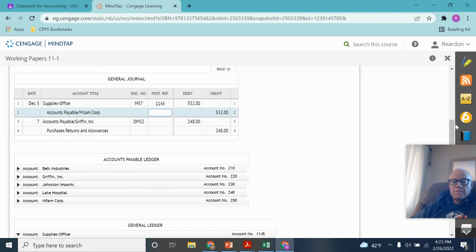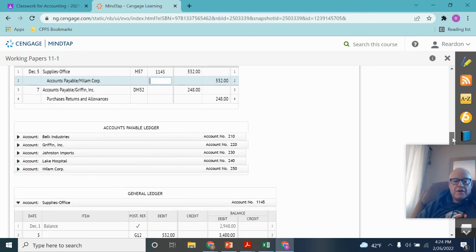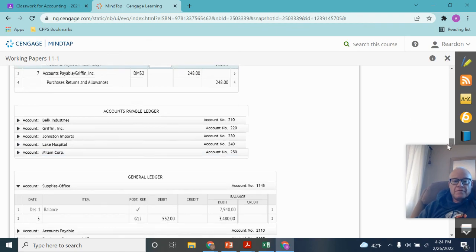Okay, next. Now we're assuming that we put a slash in post reference. We have to post this transaction here twice, one to the general ledger, and then one to the subsidiary ledger, which ties to our general ledger, right? Accounts payable is the controlling account. Melam Corporation is a vendor account in our accounts payable ledger. 532. So I'm going to go to accounts payable on the 5th.